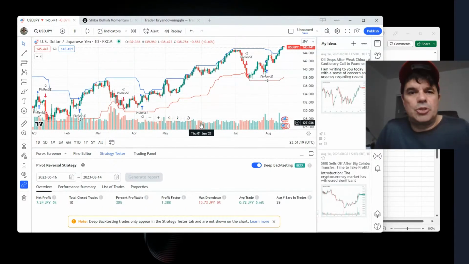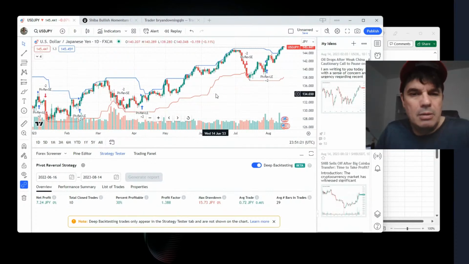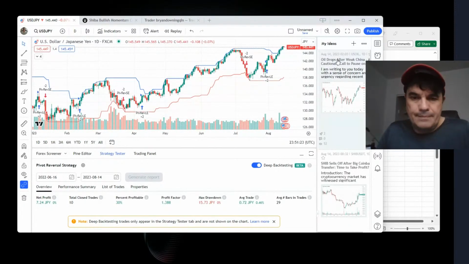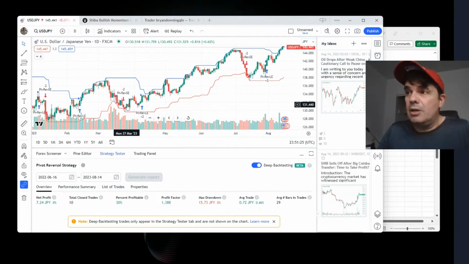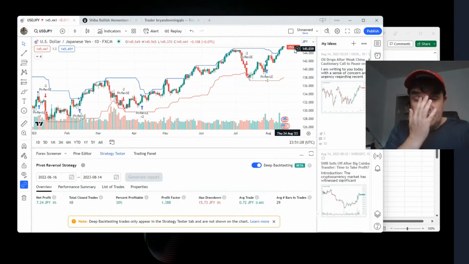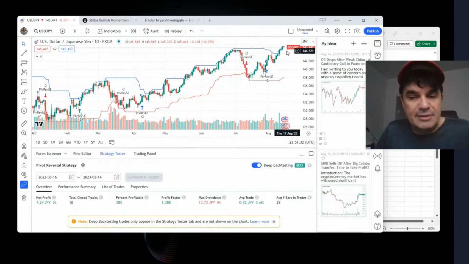That was one of the best trades last year when the market dumped. Yeah, so you can see here 128 to 145 over last year with the yen. It has low volatility too, which is another key factor. Thank you. Been following for a long time.